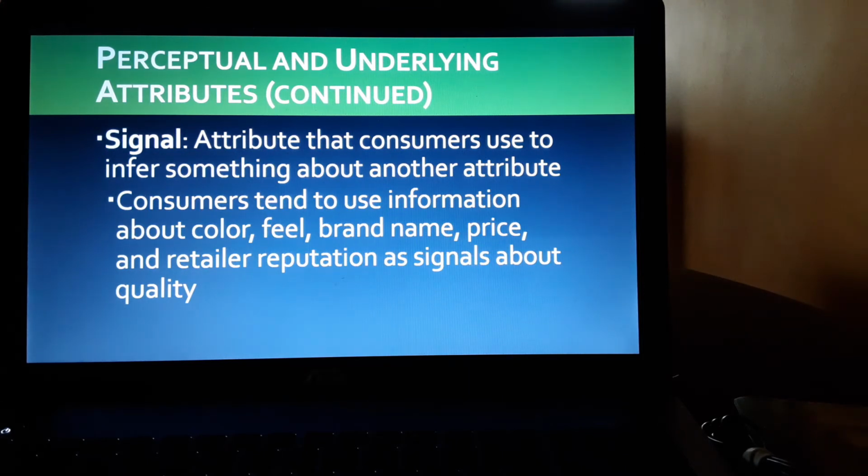There's all sorts of things. Color, feel, brand name, price, the retailer, reputation, all these things that are just right out there that we make assumptions about add to our perception and understanding about a product.